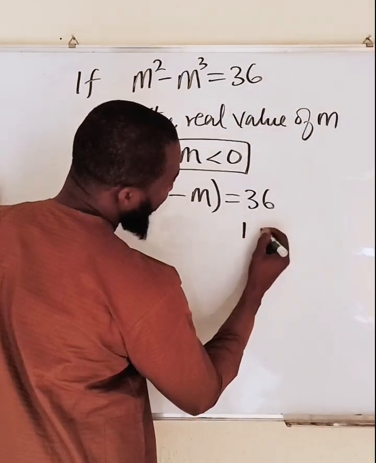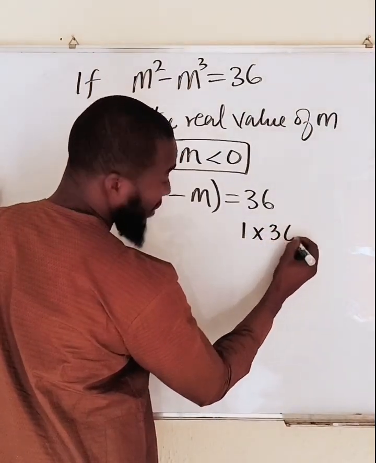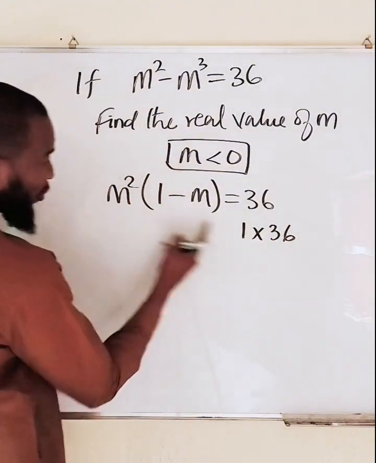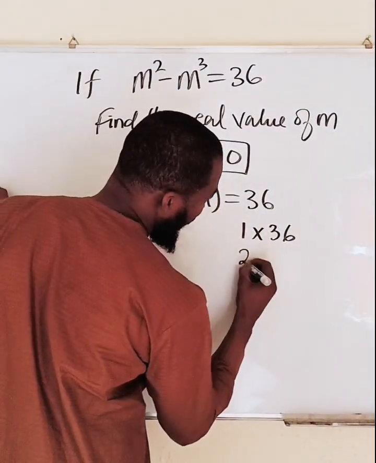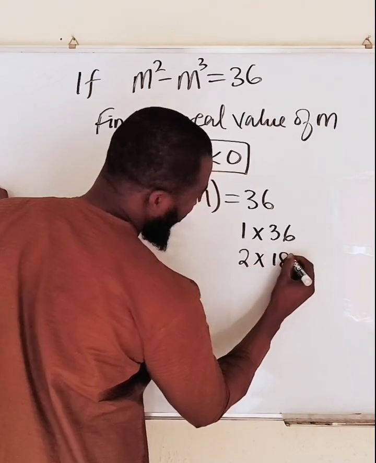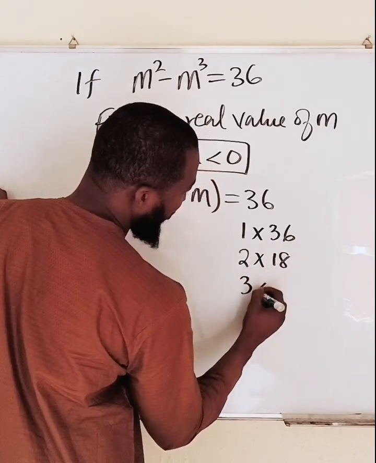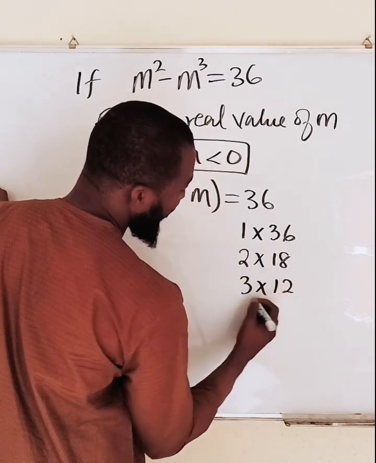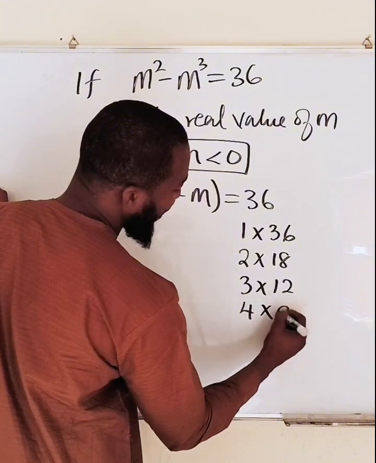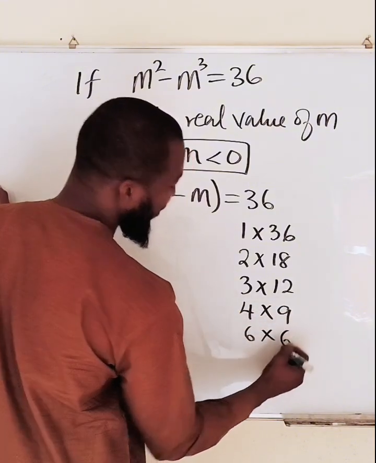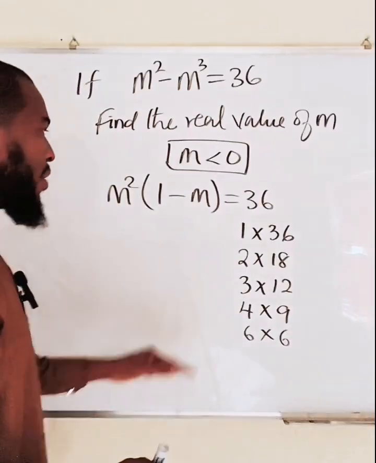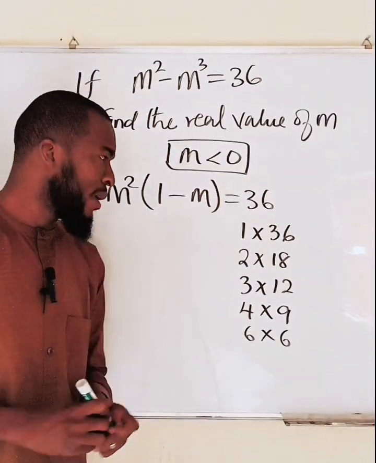So now let us list down the factors of 36. We could have 1 times 36 is 36, right? Where m squared is 1 and this equals 36. We could have 2 multiplied by 18 is also 36. 3 multiplied by 12 is 36. 4 multiplied by 9 is 36. 6 times 6 is also 36. I think these are the only pairs of factors we have.